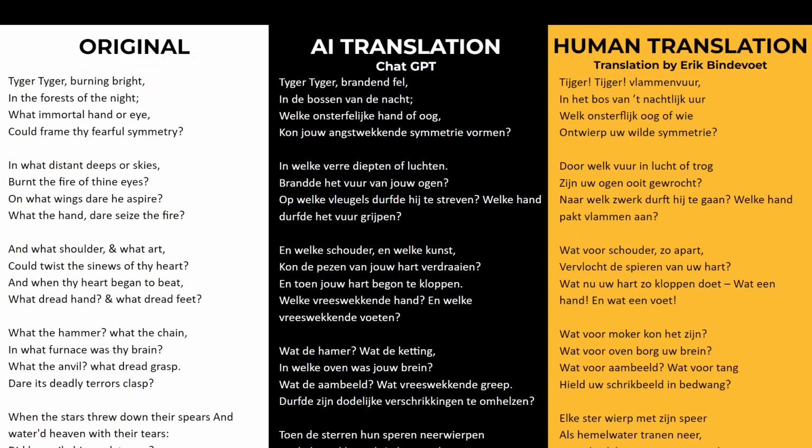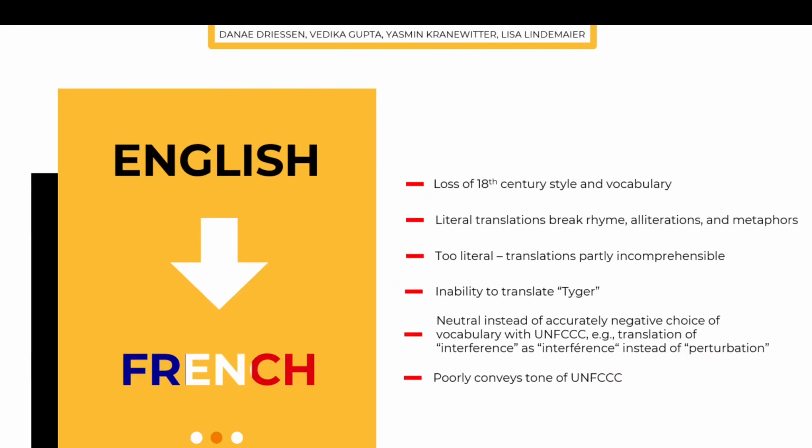Here you can see an example for the translation through a human and through ChatGPT for our poem Tiger Tiger. If you want to read the whole translation, please pause the video.